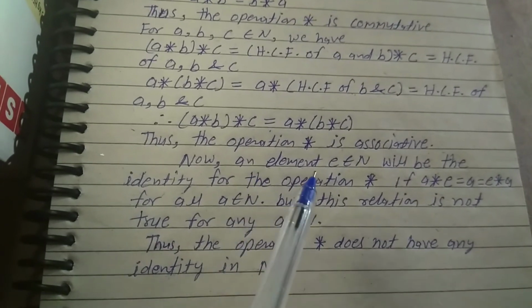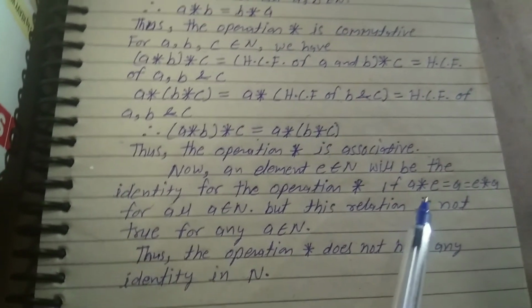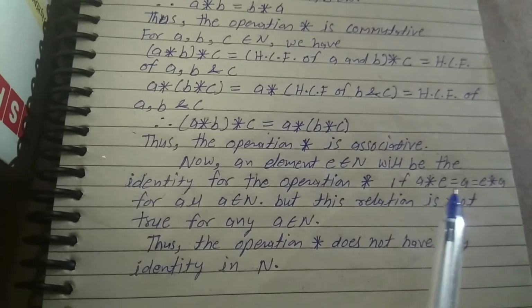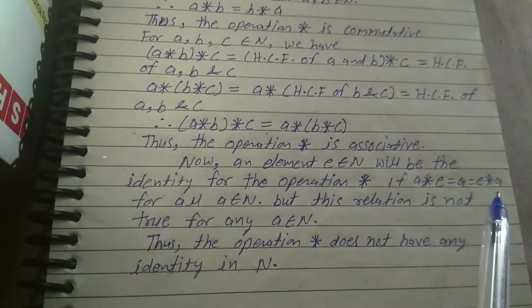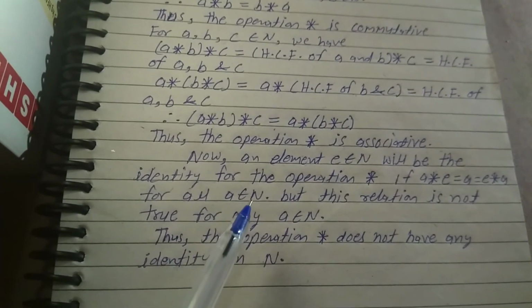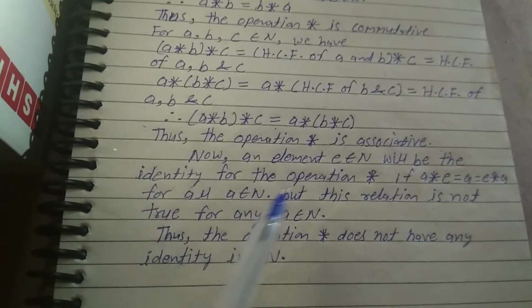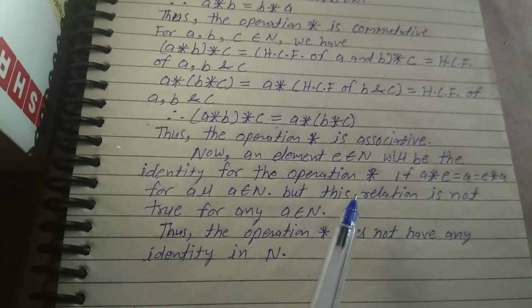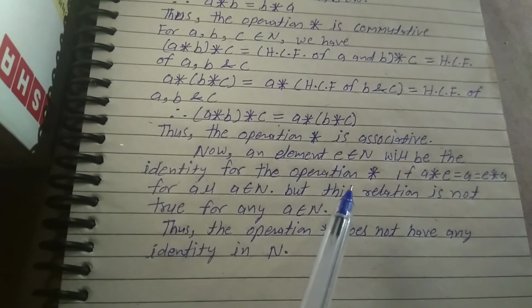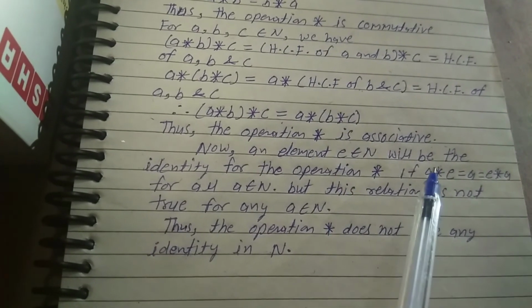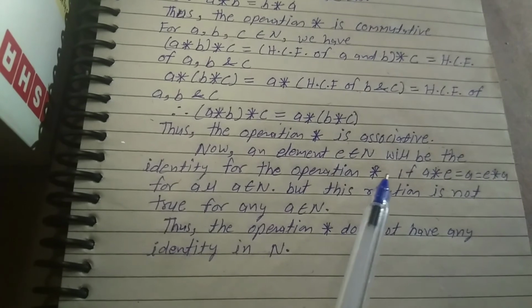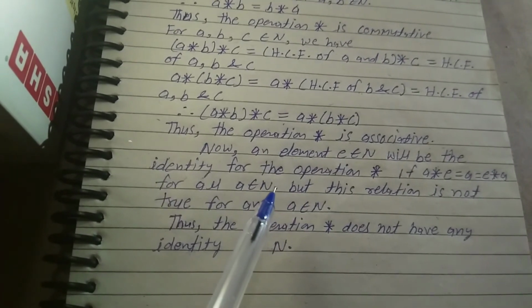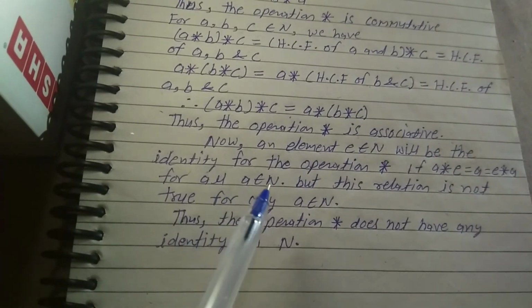Now an element e belongs to N will be the identity of the operation * if a * e = a = e * a for all a belongs to N, means that a * e = a = e * a, means the identity is a if a belongs to N, because any way one value is taken, multiplied first or last, the value is the same, then that is the identity for all a belongs to N.